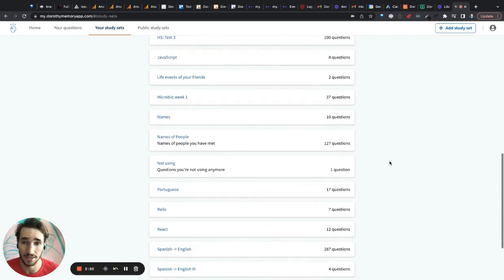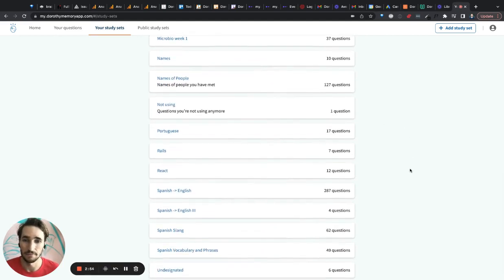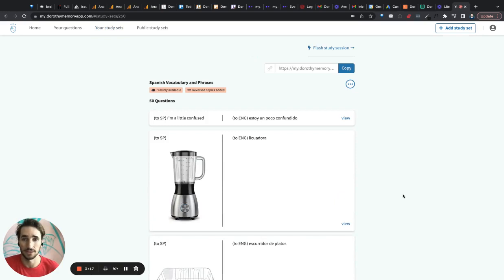What I am actually studying right now are the names of people I've met. I'm studying for Spanish as well. I live in Mexico, and so I have to speak Spanish a lot. And I want to make sure I maintain my knowledge and maintain my vocabulary. And so I'm specifically studying the names of people I've met, Spanish slang, and Spanish vocabulary and phrases. And this is what I'm actually using Dorothy for.